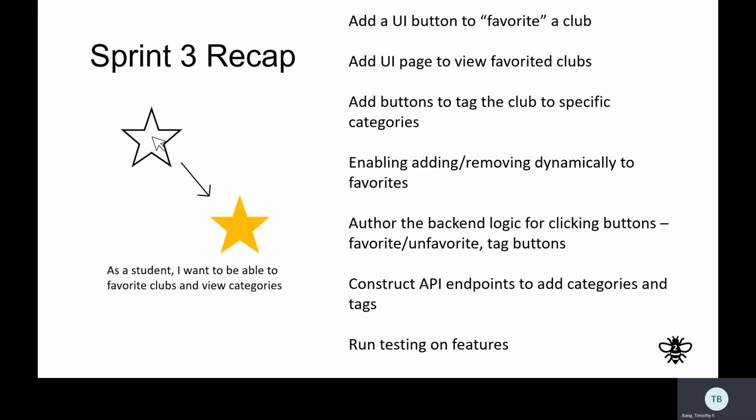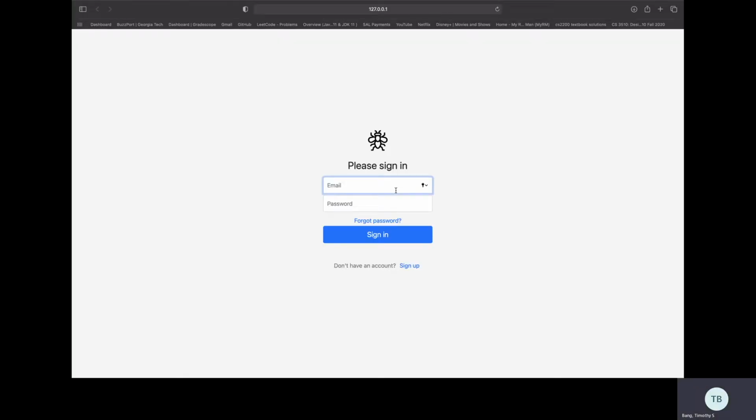Before we head into Sprint 4, I just want to give you guys a recap on the things implemented in Sprint 3. Basically, Sprint 3 dealt with favoriting a club. This included the UI for a favorite button and a favorite page, as well as supporting that functionality. As a user who is in love with underwater basket weaving, I want to log into my account, visit the club's page, and add it to my favorites.